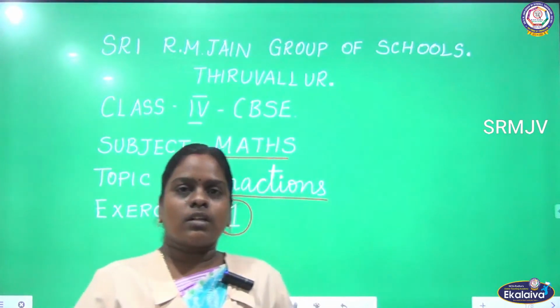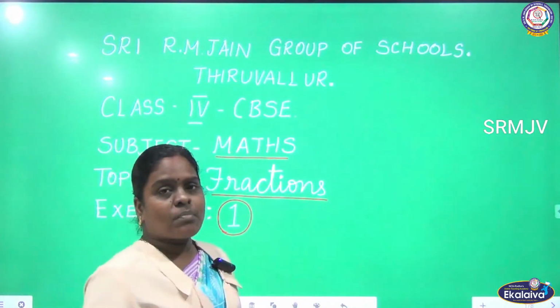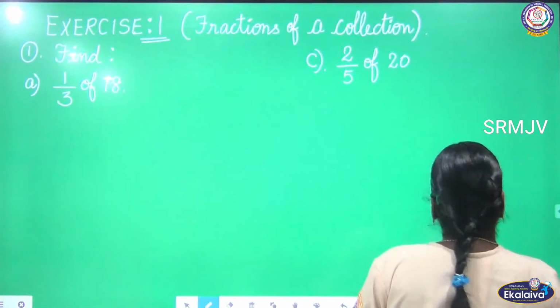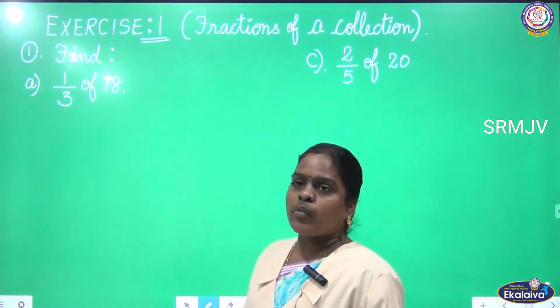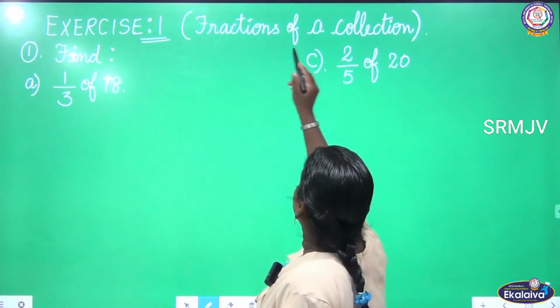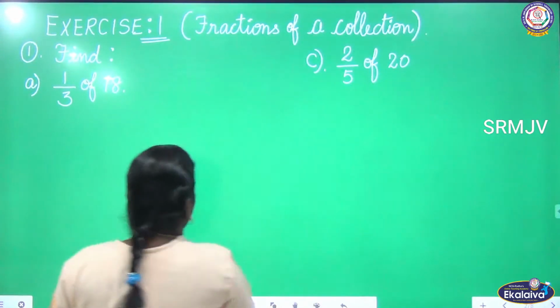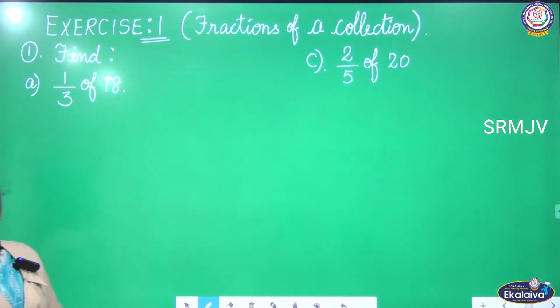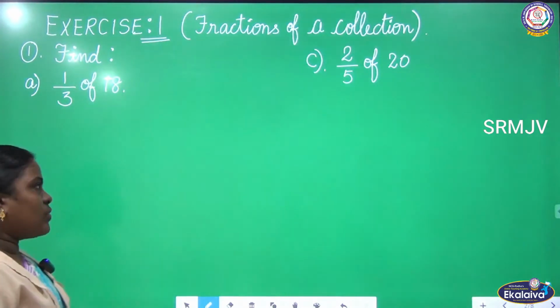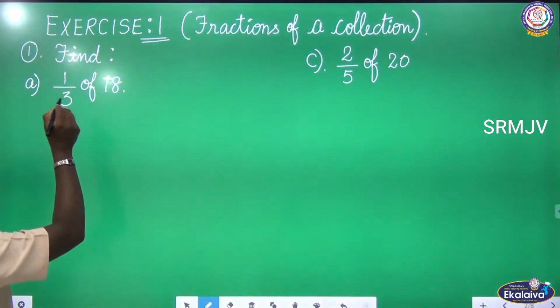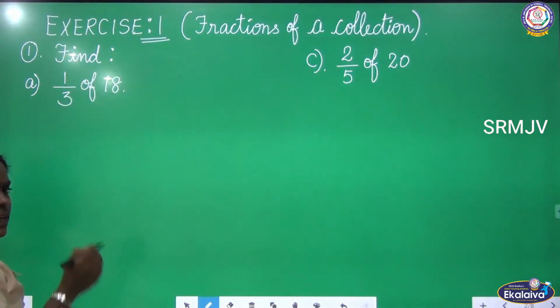Today we are going to learn exercise 1 from the chapter fractions. In this exercise we are going to learn about the concept fractions of a collection. So here they will be given a collection and we want to find out the value of the collections. Here the given fraction is 1 by 3 and a number is 18.